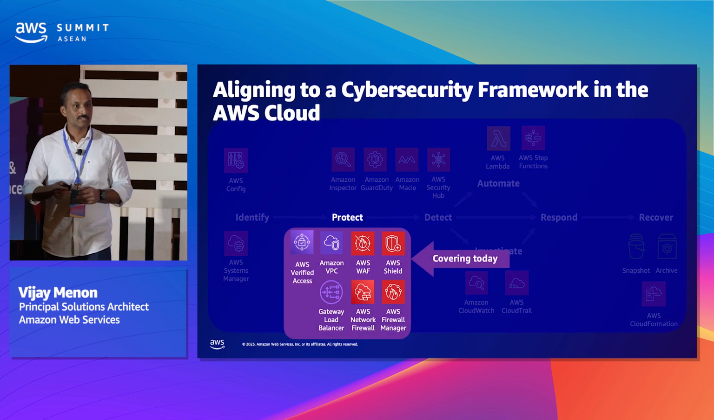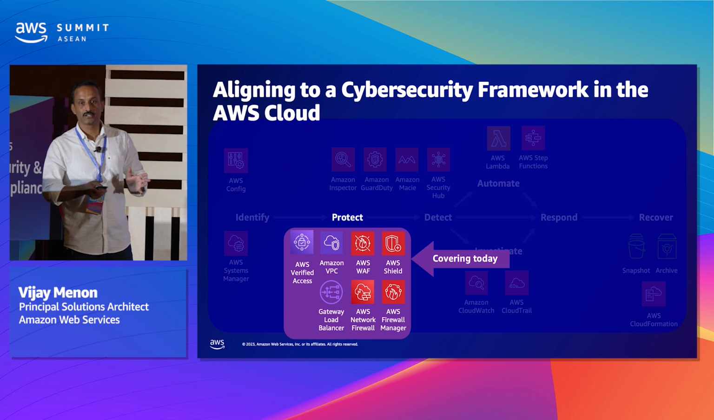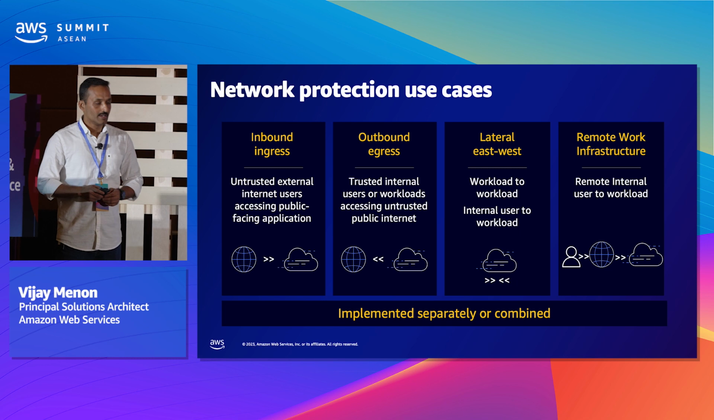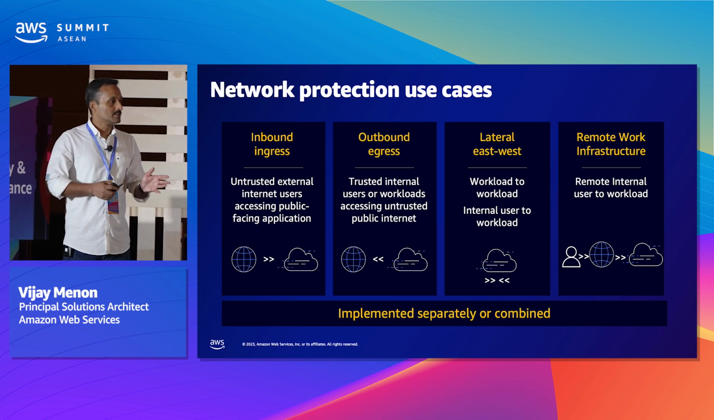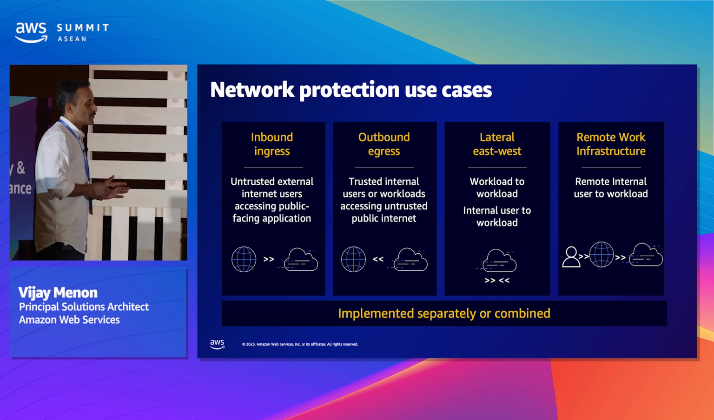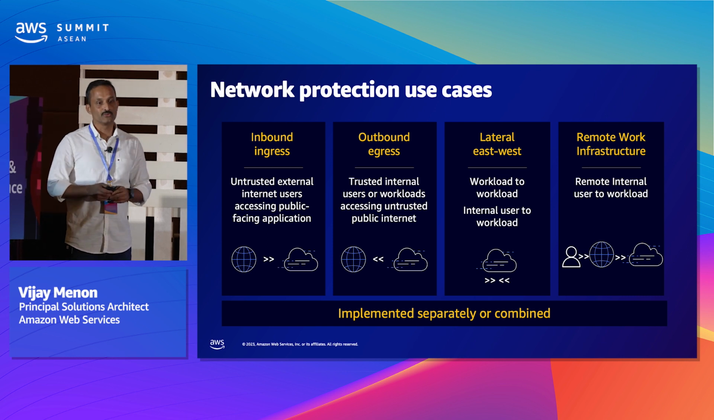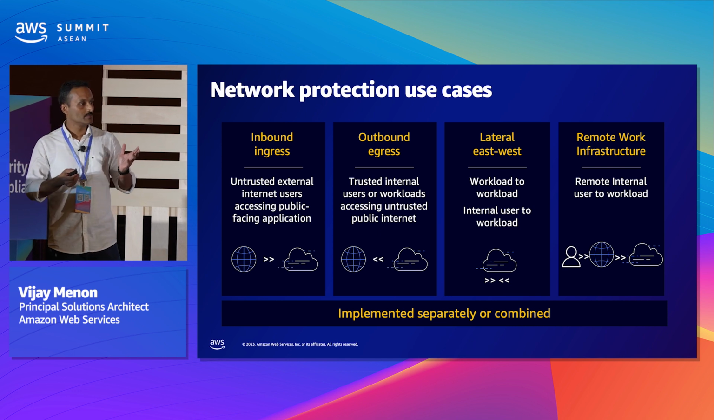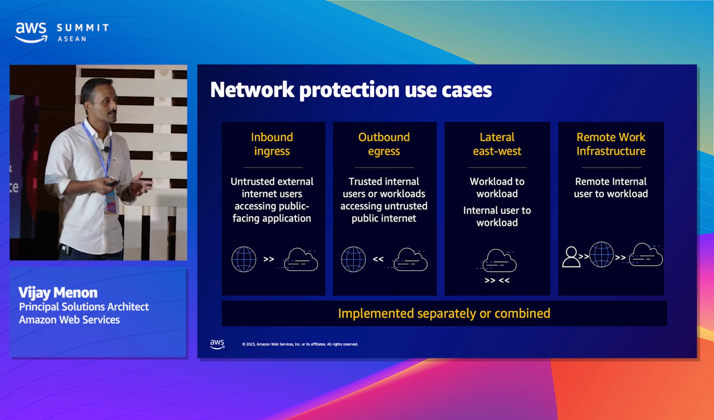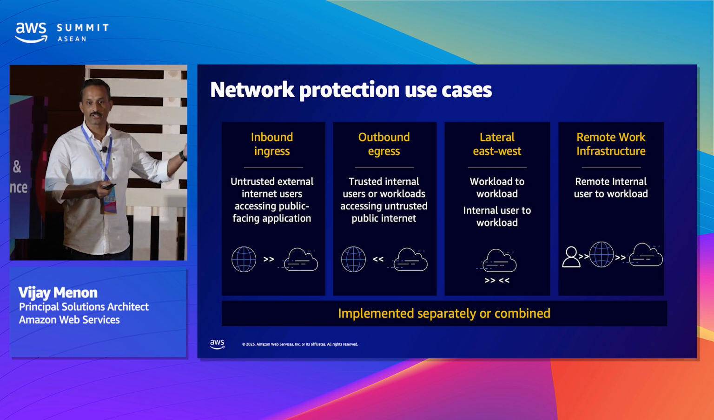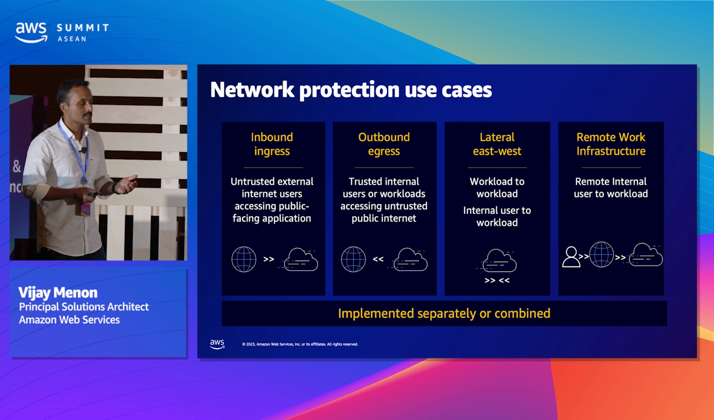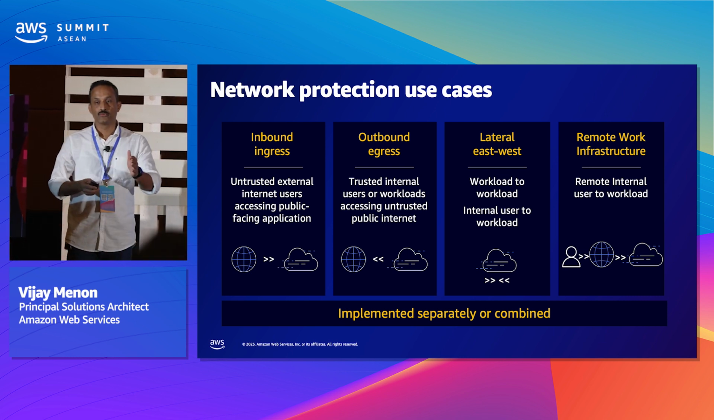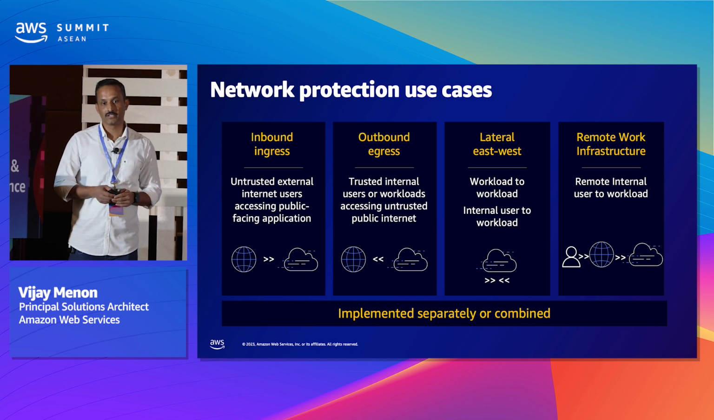In this talk, we're going to focus on the services within the protect pillar. You can use these services to protect these network protection use cases, starting with inbound or ingress, where your public-facing applications are being accessed by resources on an untrusted network. The next is outbound or egress, where your protected resources are accessing networks or applications on the untrusted network.